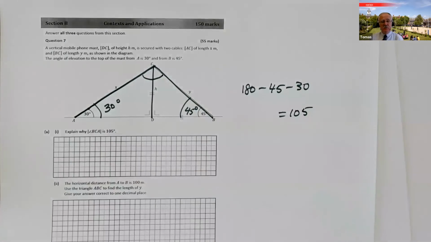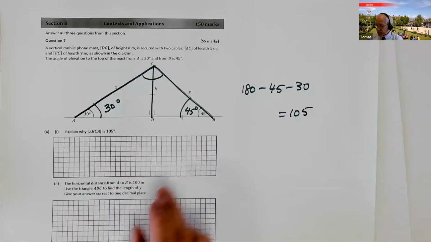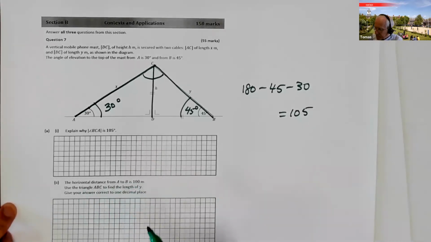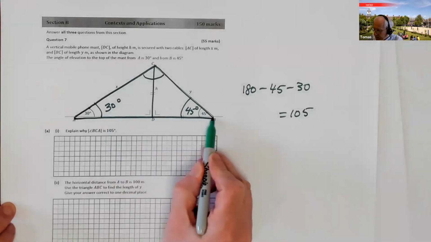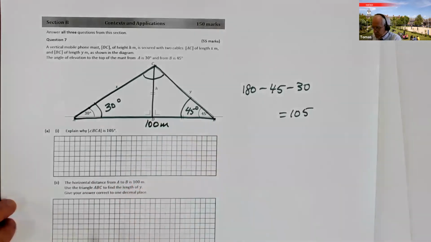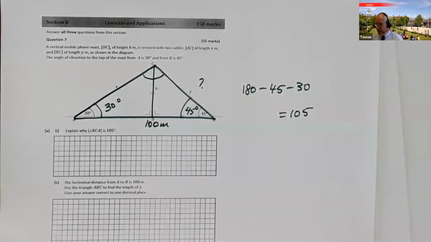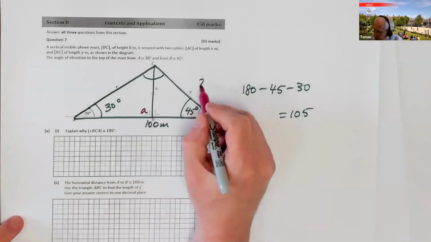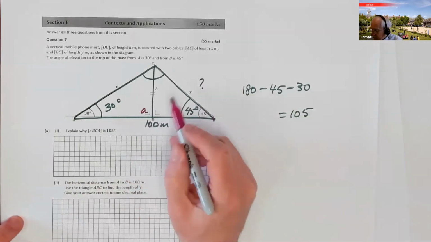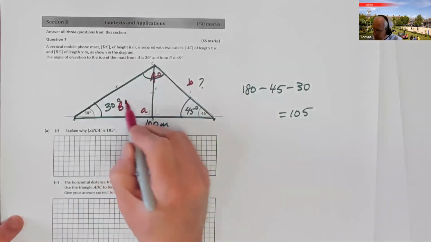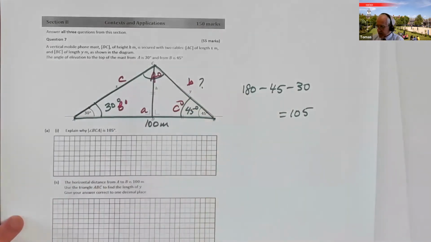And you say that's the general rule. The three angles have to add to 180. And that's your first answer. Nice marks for that. The horizontal distance from A to B here is 100 meters. Use your triangle to find the length of y. What's this length? Again, you can go A, B, and C if you want. You can call that the length A, so that would be the angle A. This would be B, the angle B, and this would be C, and the side C.